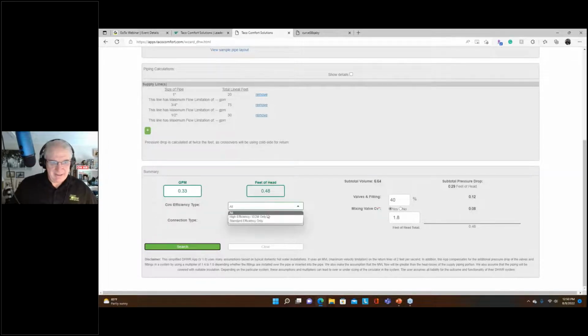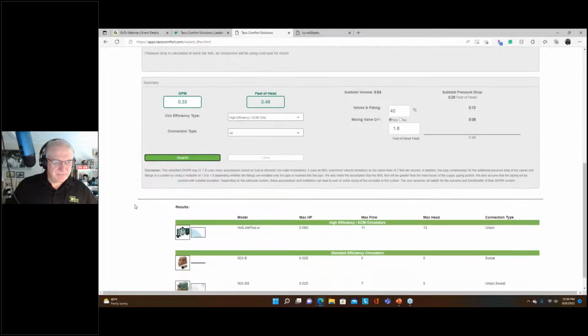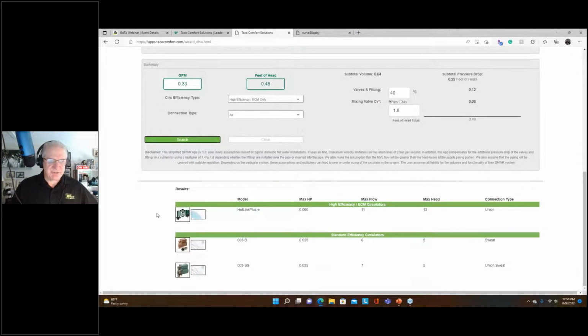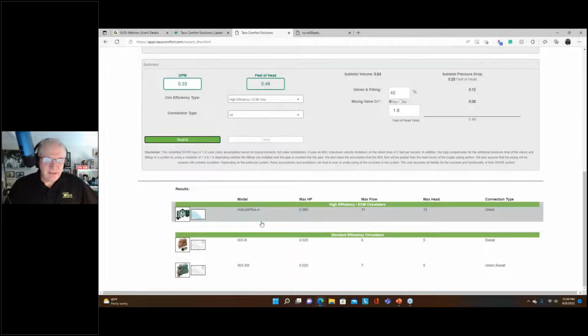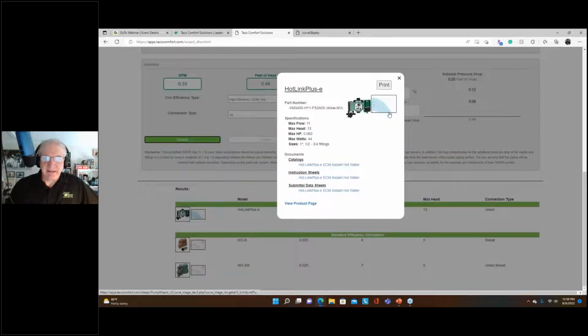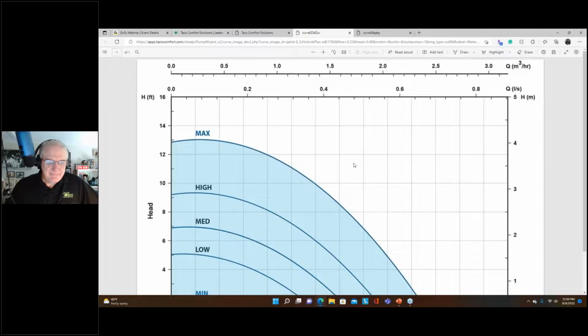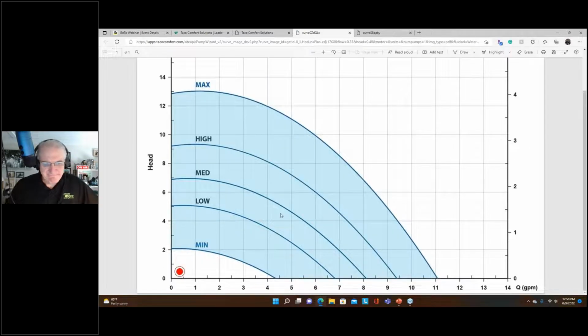All right. Now, high efficiency pumps, connection types. Let's just look at all for now. And then we hit search. And it's going to give us some choices. Now, if we take a look at the Hotlink Plus E, all right, this is the Hotlink Plus E. This is the kit with the smart plug and the crossover valve. If we look down here, well, look at that minimum.